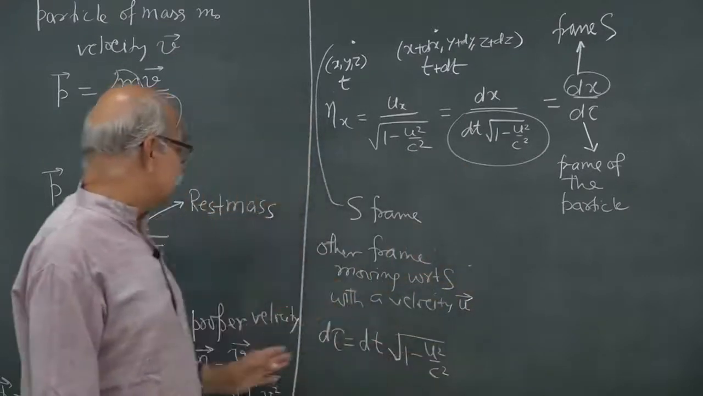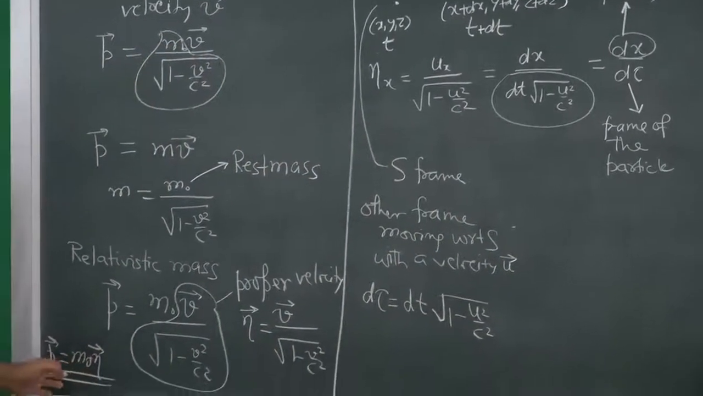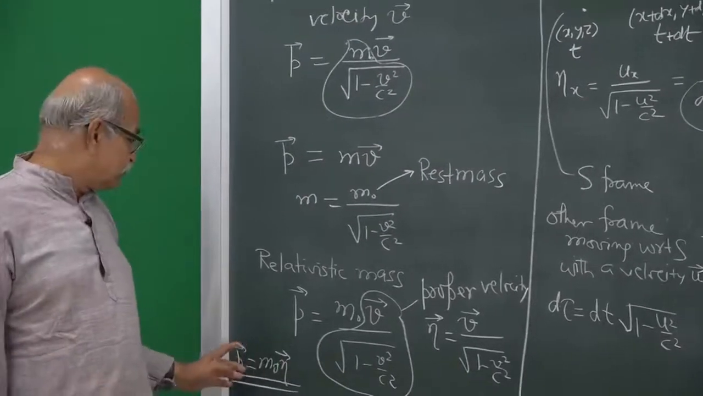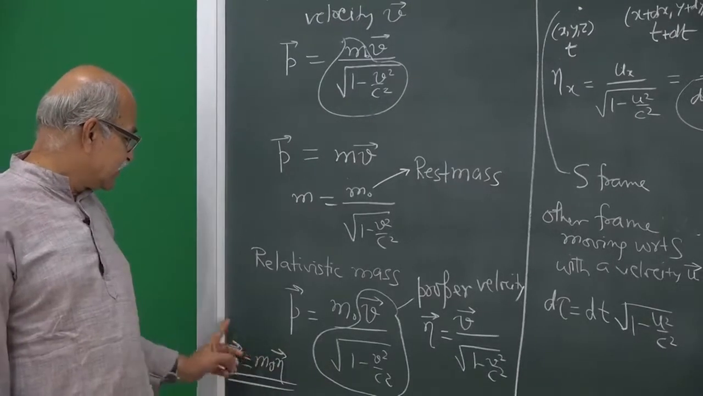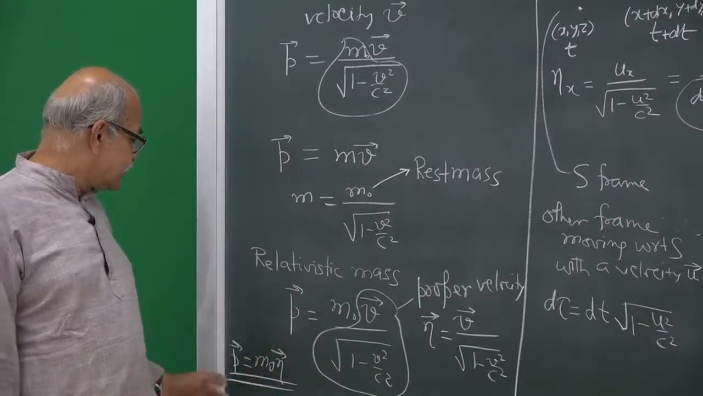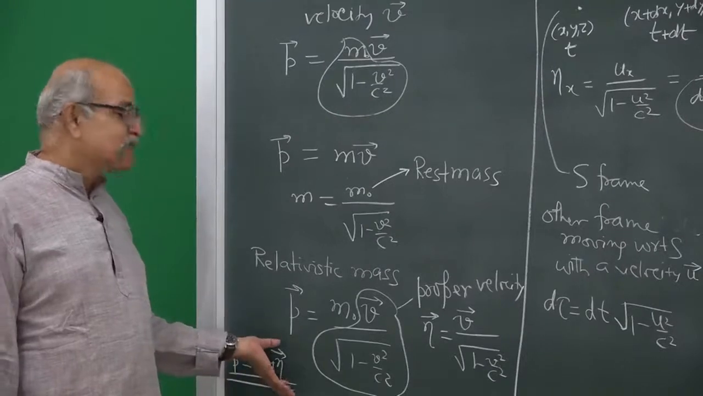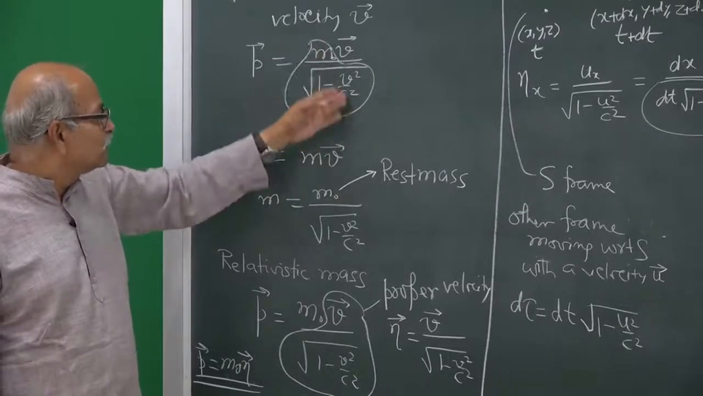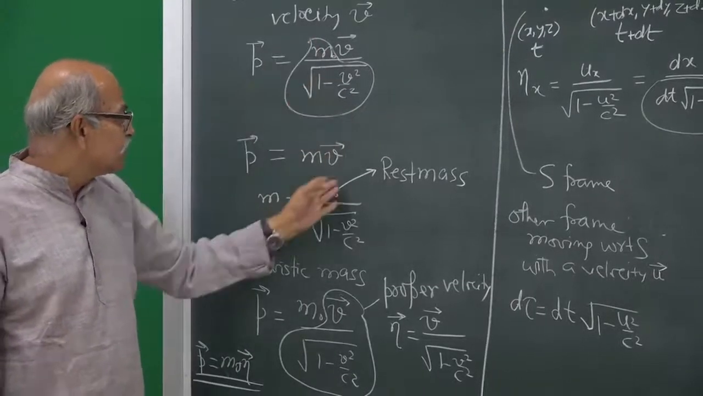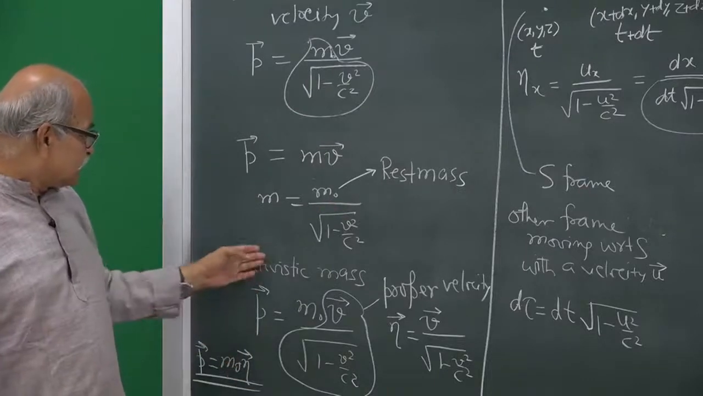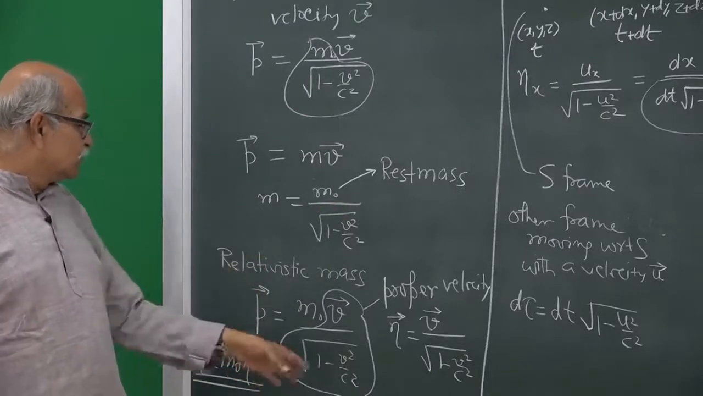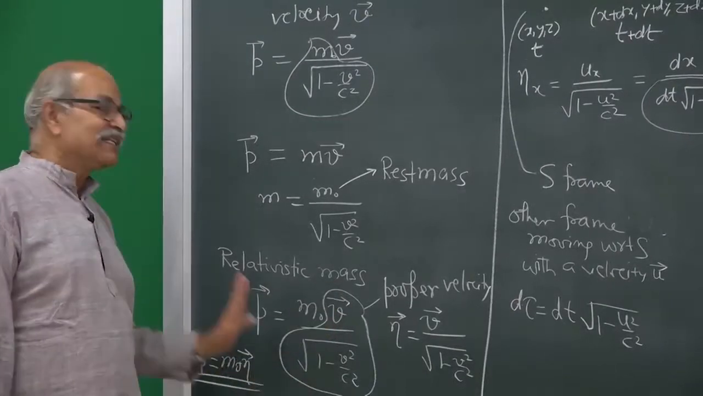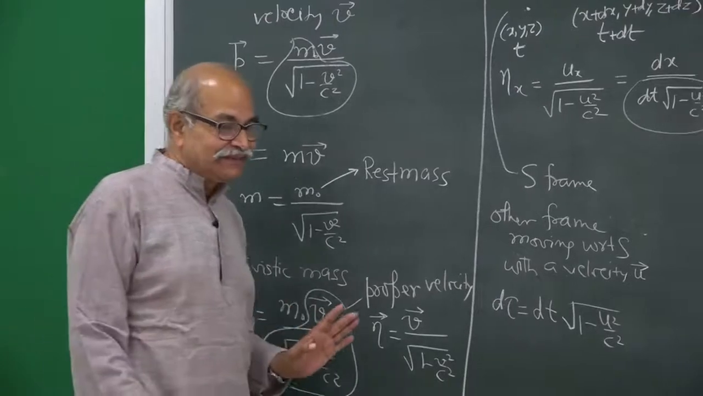This is known as proper velocity, and in these terms p is equal to m naught times eta, that is, linear momentum is mass times velocity. That definition can still be used if I use this kind of velocity. So, one approach is you define a new kind of mass, call it relativistic mass, and the other approach is that you define a different kind of velocity and then use that same definition. So, that is about these things.